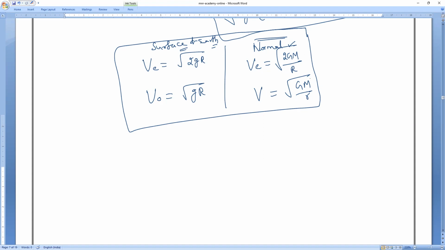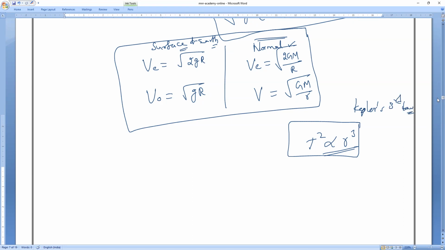What is Kepler's third law? The square of the time period of any planet is proportional to the cube of the average radius between the planet and the sun. Am I right, guys? We have done this, haven't we? Day before yesterday, I taught you Kepler's third law. So how it becomes Kepler's third law, we will discuss in tomorrow's class.